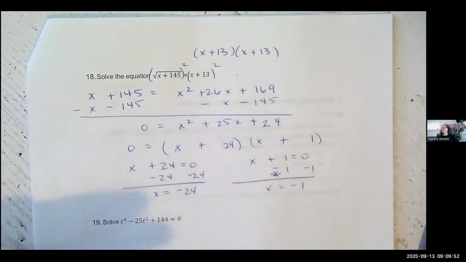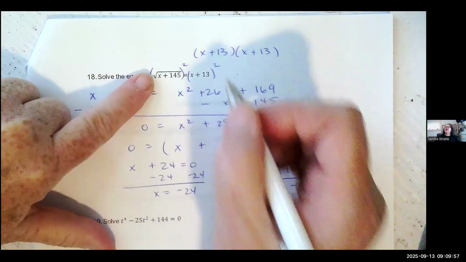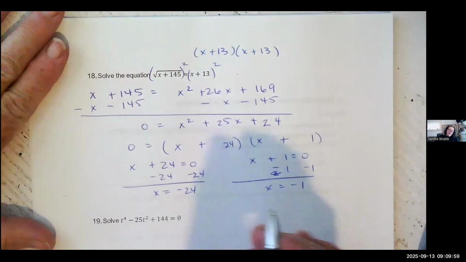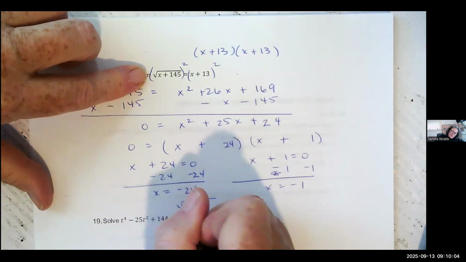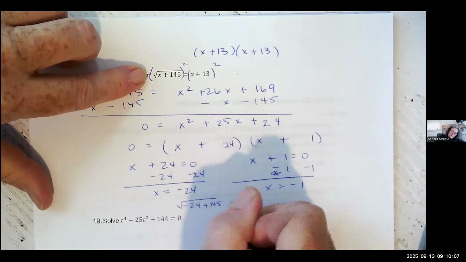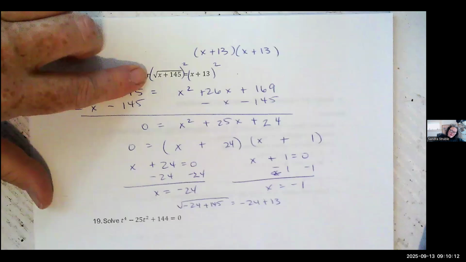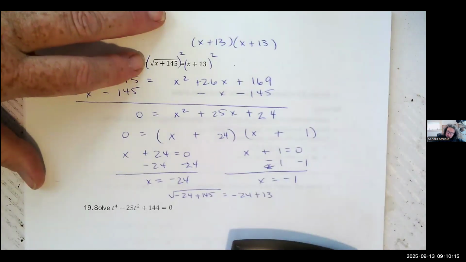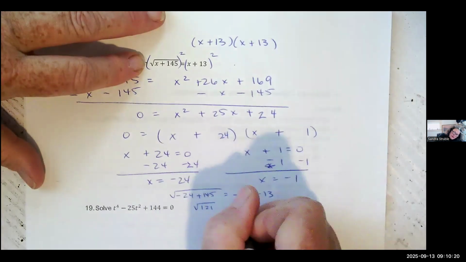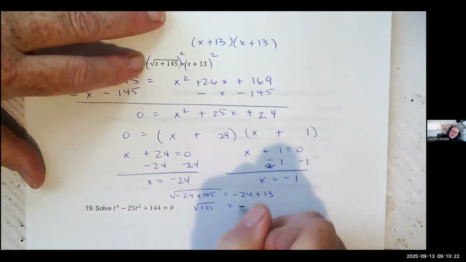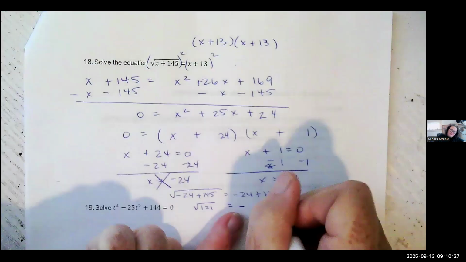We need to check these. We've got a square root here. We need to check them. So does it equal? I always say this whenever you have a square root to deal with. So I'm going to plug these back in. Does the square root of negative 24 plus 145 equal negative 24 plus 13? 145 minus 24 is 121, the square root is 11. And this is going to give me a negative number. We can't have a square root equaling a negative number. This doesn't work. Let's check the other one.